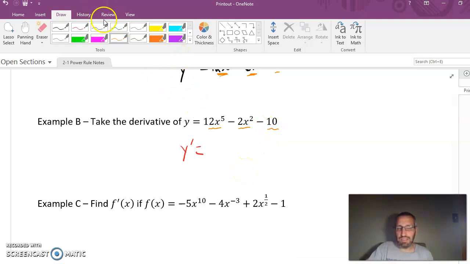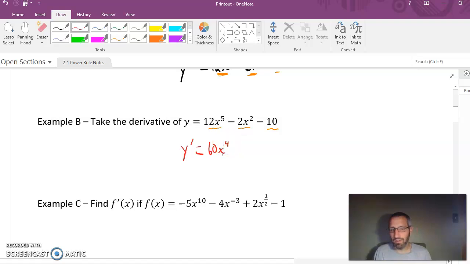All right, and so let's take each of those exponents and multiply it by their coefficient. So 5 as the exponent multiplied by 12 is 60. X to the 5 minus 1 is the fourth power. So 60x to the fourth. 2 in the exponent times negative 2 is negative 4. X to the 2 minus 1 power is just 1, or minus 4x.